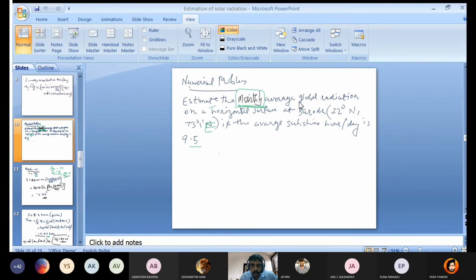Estimate the monthly average global radiation on a horizontal surface at Baroda. In this problem, which month is not given, right? You can rewrite it as monthly average global radiation for the month of March. It is a missing entity. Otherwise it is not meaningful, because it varies at different times of the year, so we have to specify which month. Like that you can redefine: estimate the monthly average global radiation in the month of March at Baroda.